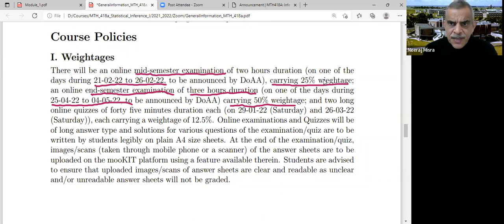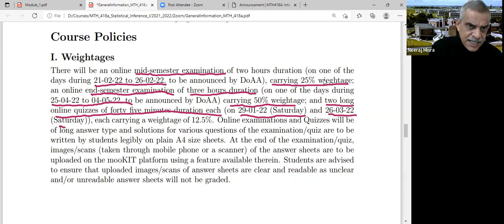Now in between, I'll have 2 long quizzes of 45 minutes duration each. The first quiz I have already decided the date. It will be on 29th January, which is Saturday. So the first quiz would be between the starting of the course and the first mid-semester examination. The second quiz is on 26th March, which is again on Saturday. This falls between the mid-semester examination and end semester examination.